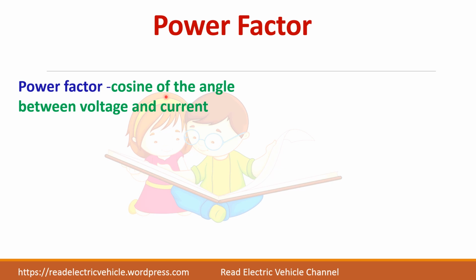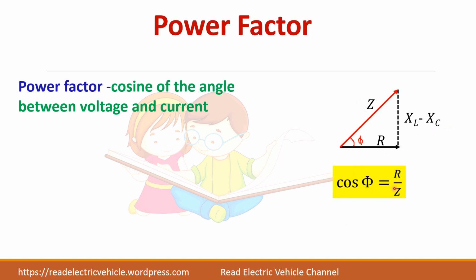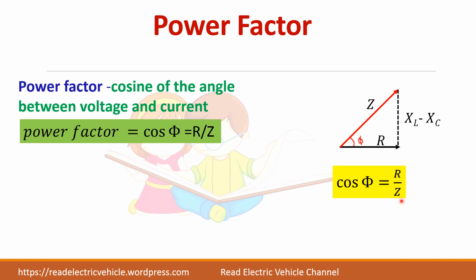And power factor is cosine of the angle between voltage and current. So this is R, XL minus XC, and this is Z. Cos phi is equal to R by Z.